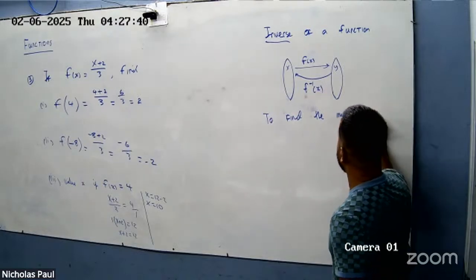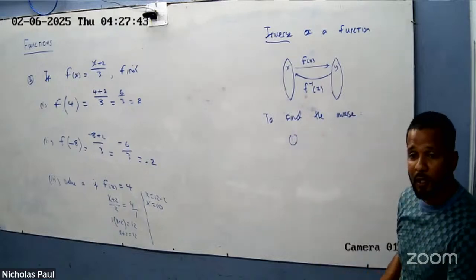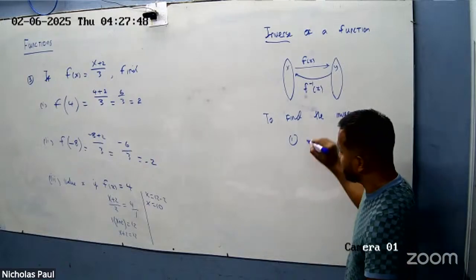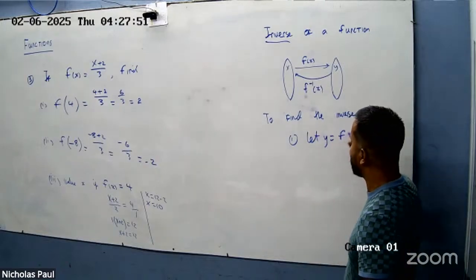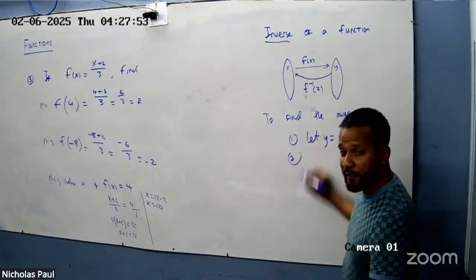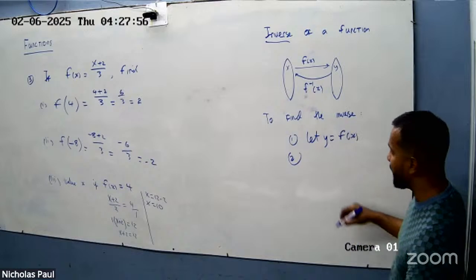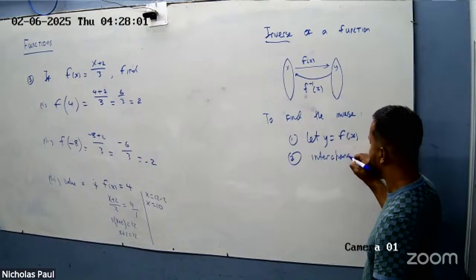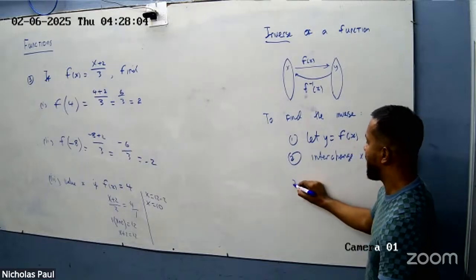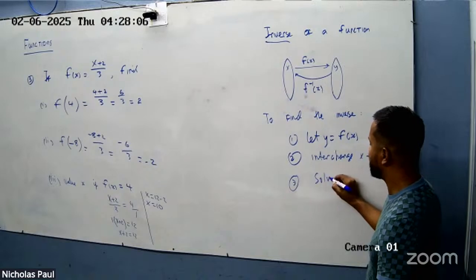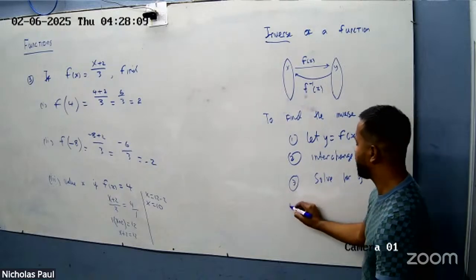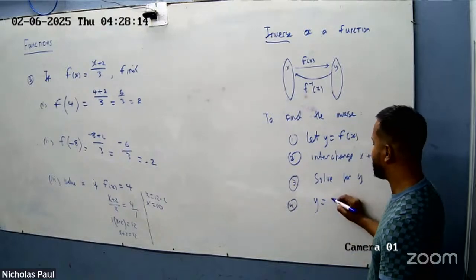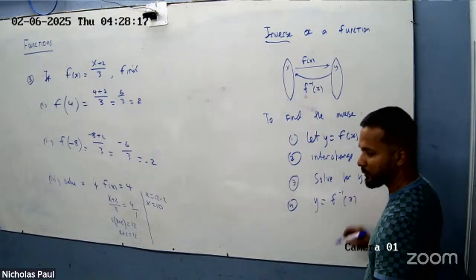To find the inverse, we have to take the following steps. The first thing we do is let y equal f of x. I'm going to explain the steps just now, just giving you all 4 steps. Next, we interchange x and y. After that, we solve for y. After we solve for y, we're done. This y is equal to f inverse x.